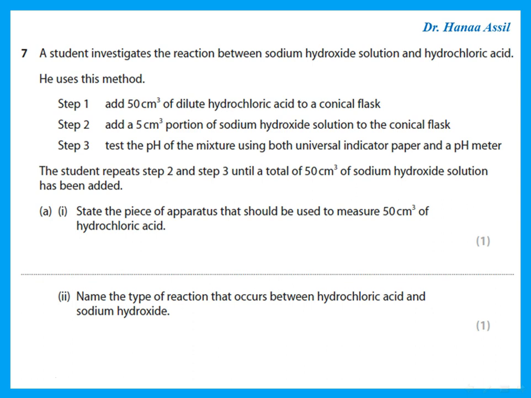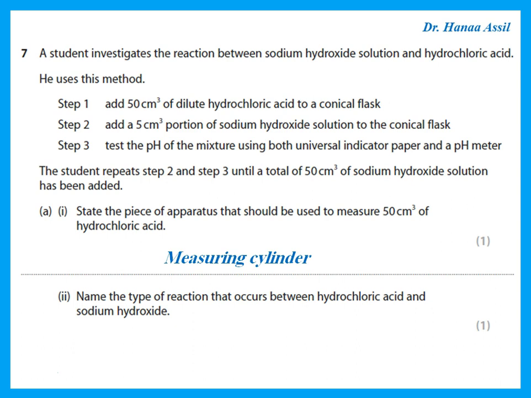State the piece of apparatus that should be used to measure 50 cm³ of hydrochloric acid. Remember that we don't want it exactly; it doesn't have to be 50.0. So we can use a measuring cylinder. You can also say burette or pipette if you want, but a measuring cylinder is fine enough.